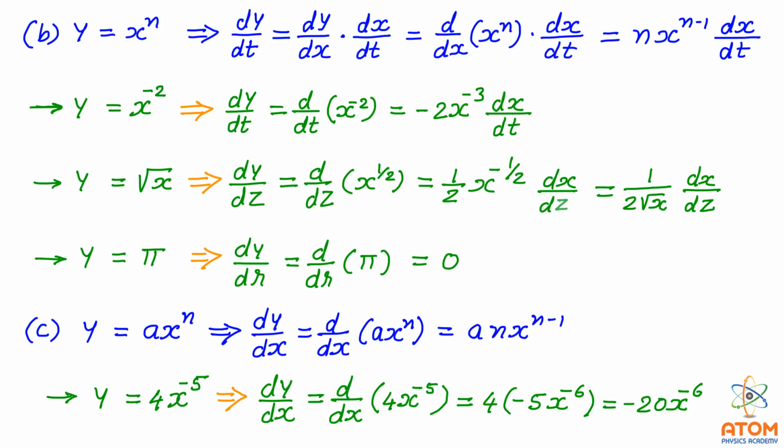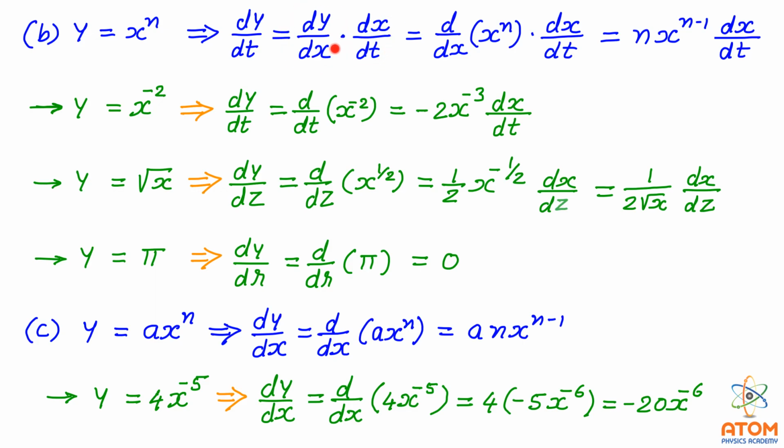Now see this second equation. Suppose y is equal to x raised to n is given and we want to take dy by dt, that means differentiation of y with respect to t. Mind well, the same equation was there previously, but there we differentiated this equation with respect to x. Here we are differentiating this equation with respect to t. So you can write this term as dy by dx into dx by dt. Again, here it is dy by dt, so we are writing dy by dx into dx by dt.